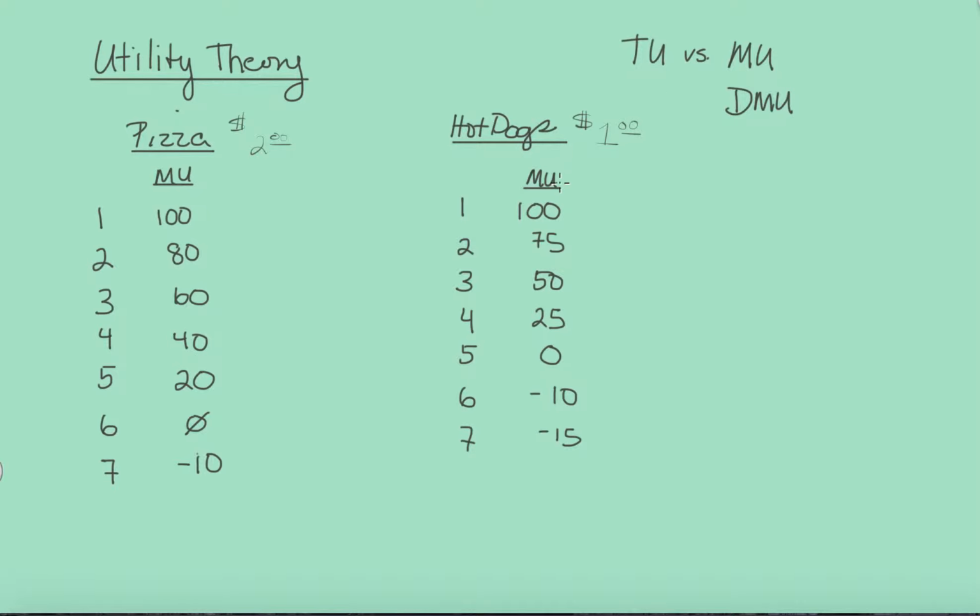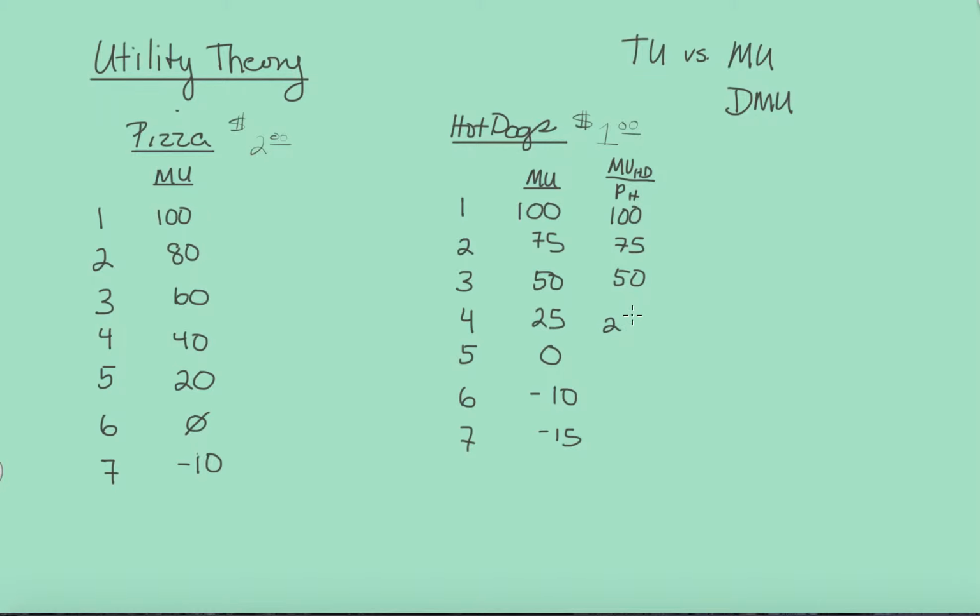Now we're going to look at what's called marginal utility per dollar. We're going to take the marginal utility of hot dogs and divide through by the price of hot dogs. For this first one, it's going to be divided through by $1. So it would be 100 units of satisfaction divided by the price of $1. So the units are going to stay the exact same, right?